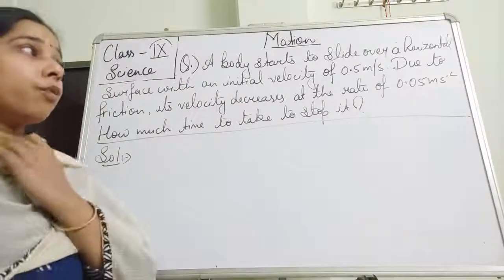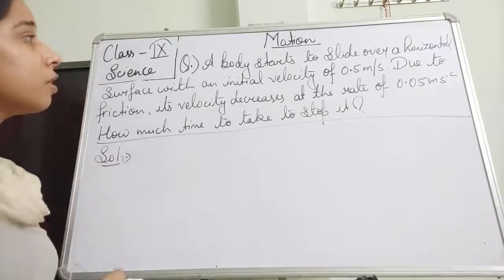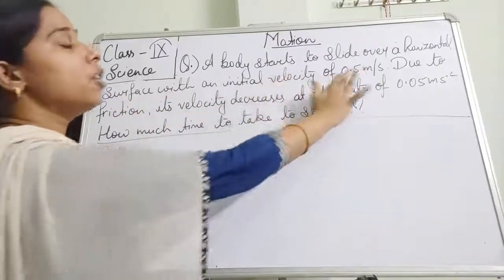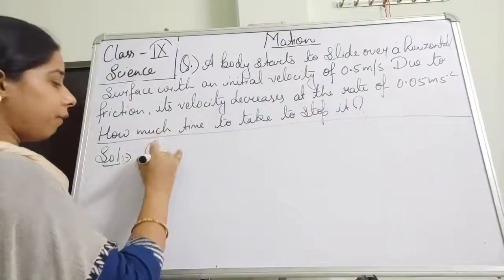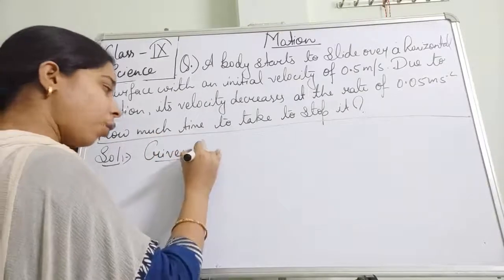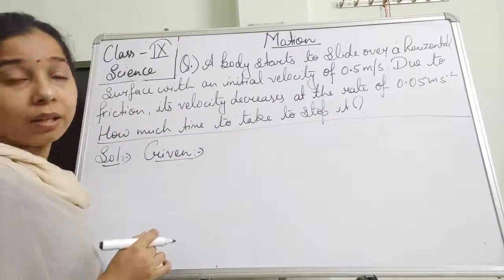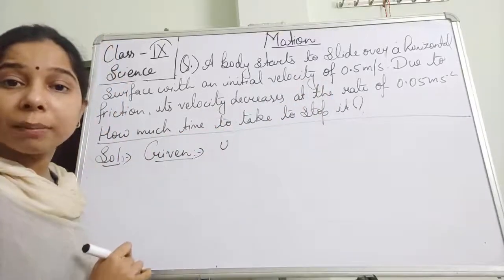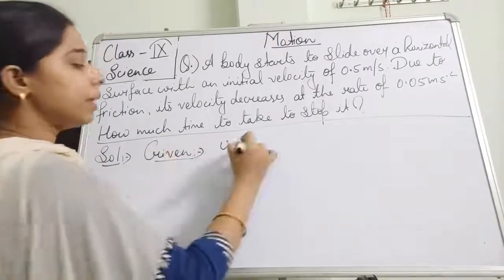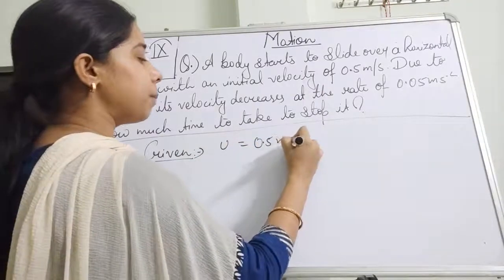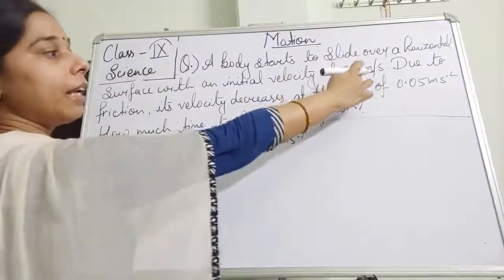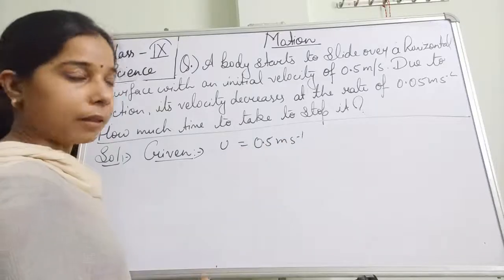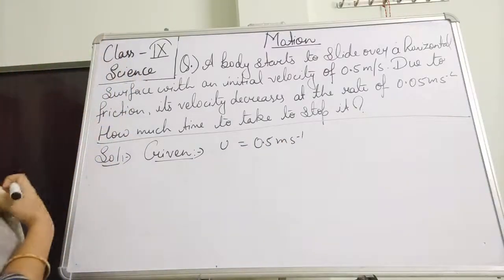So you can see what things are given here, students. The body starts to slide over a horizontal surface with the initial velocity of 0.5. In order to read the question, we will simply write what is given. The initial velocity is already mentioned here, and we represent initial velocity by u. So u is given, that is equal to 0.5 meter per second. You can see here I have written meter per second, or here m s minus 1, that is also meter per second. And due to friction, the velocity is decreasing.